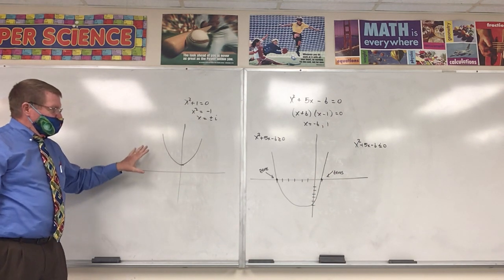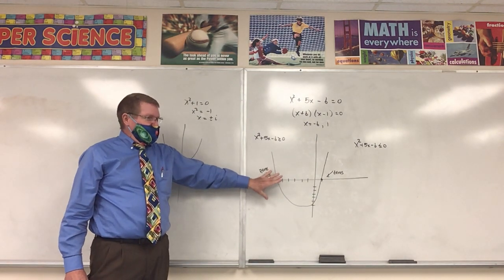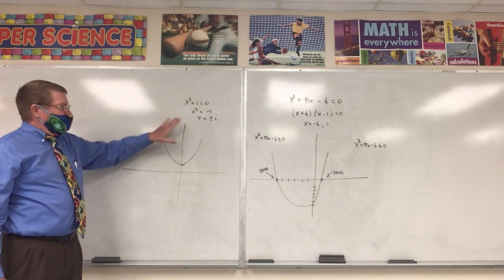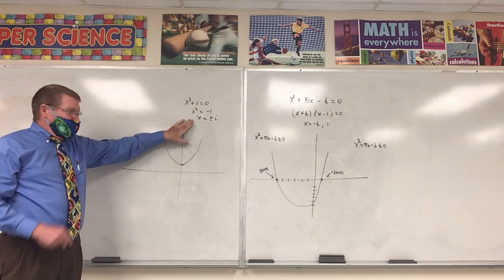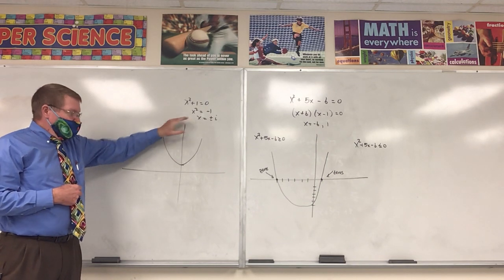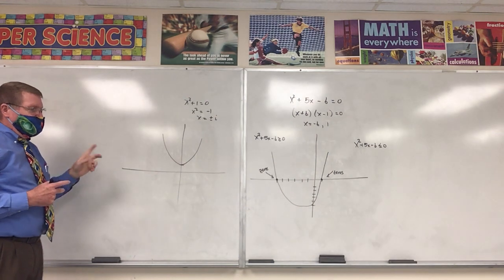And so I wanted to show you the difference between something that has real solutions, which is going to cross the x-axis, and something that does not have real solutions. If you notice, we still have 2 roots. We still have 2 zeros here, even though they're imaginary. And we notice that there's a turning point here, and we'll talk about that in a later lesson.